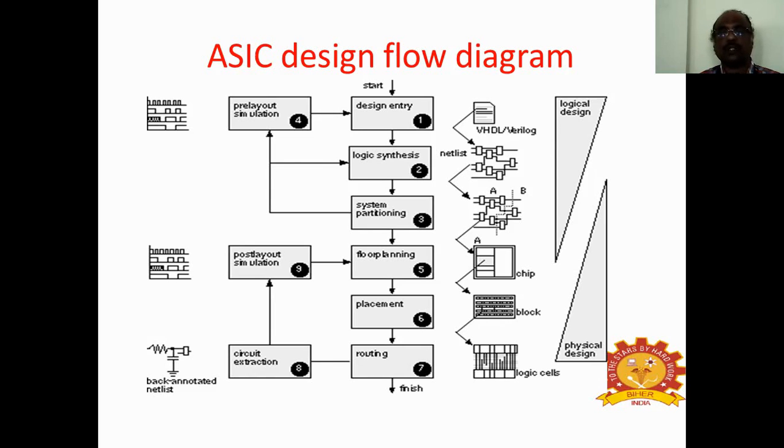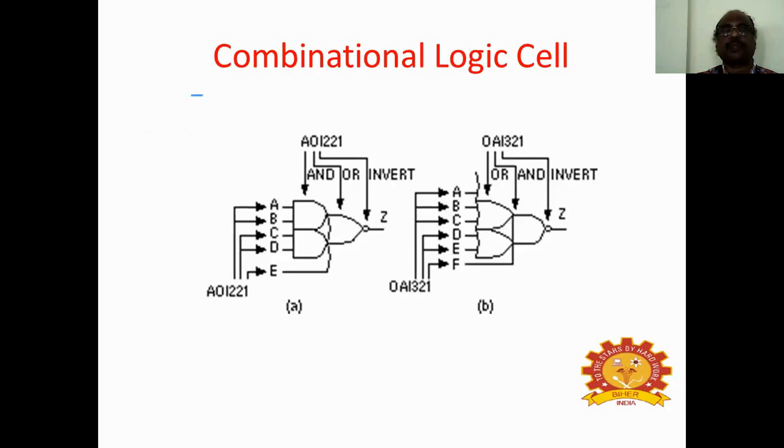So far, what we understood is there are 9 steps involved in the ASIC design flow diagram. In that, steps number 1, 2, 3 are the logical design part of the ASIC design flow diagram, and 5, 6, 7, 8, 9 are the physical design. The logical design is done with the tools that are available for designing ASICs, and the physical design usually requires something manual.